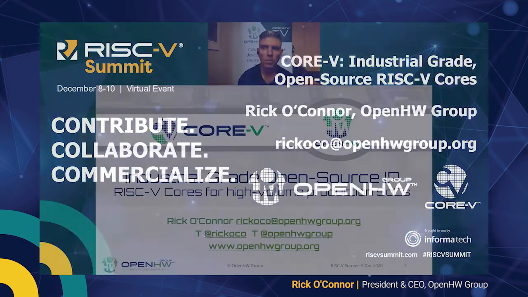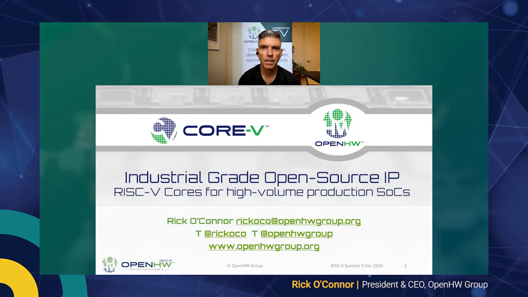My talk today is going to focus on Core 5, an industrial grade family of open source RISC-V cores. These cores are being developed within an organization called the Open Hardware Group. Before we get into the cores specifically and the work in the Open Hardware Group, let's review some of the barriers that exist today in the industry as far as adoption of open source hardware-based IP is concerned.